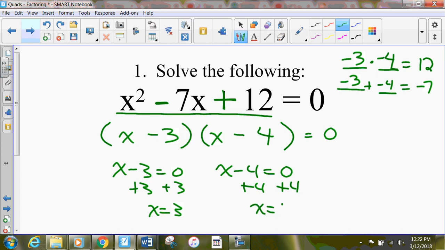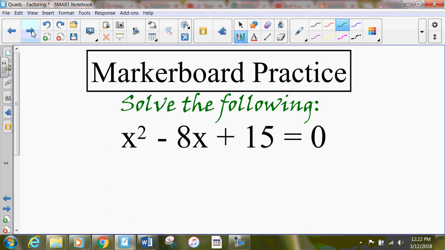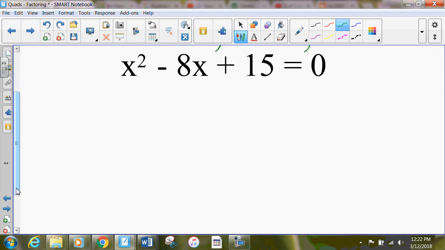We can go ahead and solve for x, and we get our two answers are 3 and 4. All right, if you don't have a marker board and a marker and wipe, go ahead and get that, because the next slide is going to be where you work on this problem at your own speed. And when you're done, go ahead and unpause and check your answers.